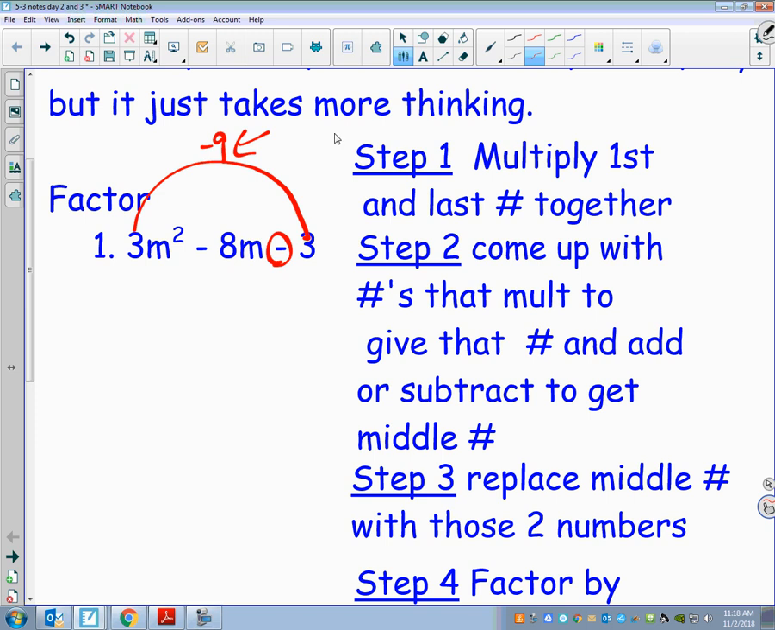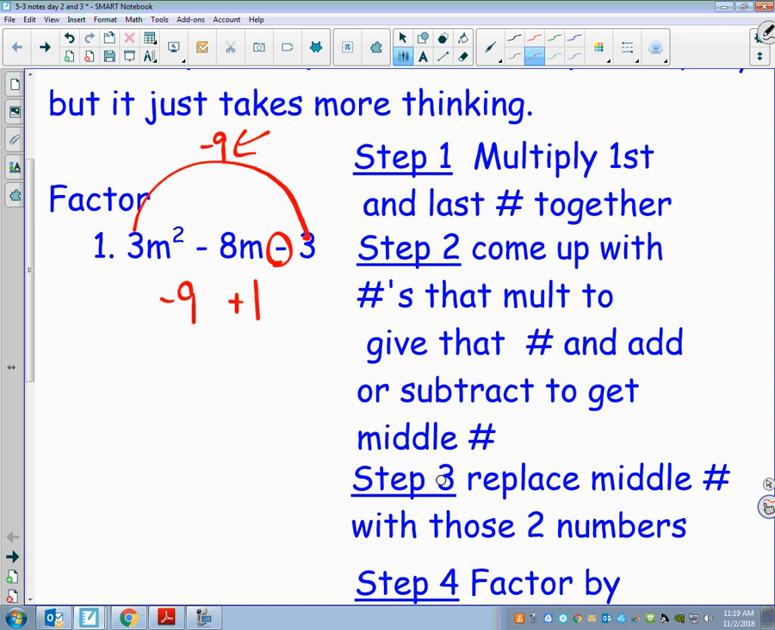So we want to say what multiplies to give me -9 that subtracts to give me -8. Well, it has to be -9 and +1, right? -9 times 1 is -9. -9 plus 1 is -8.